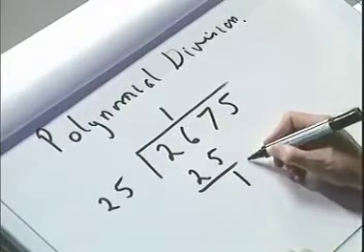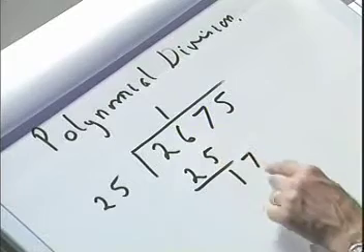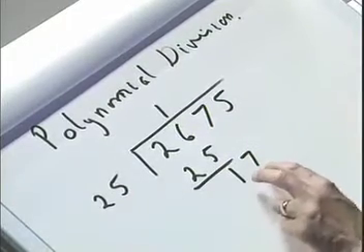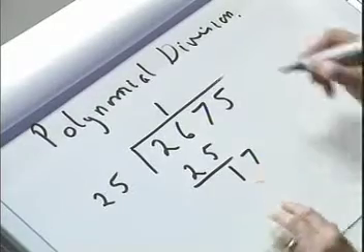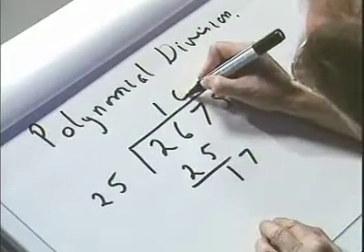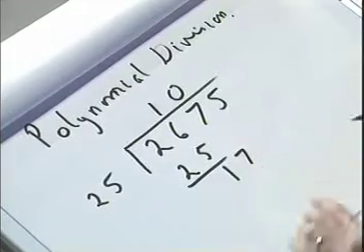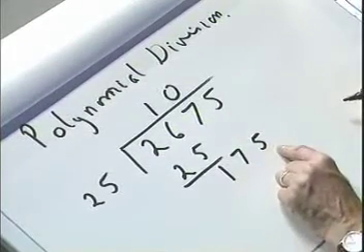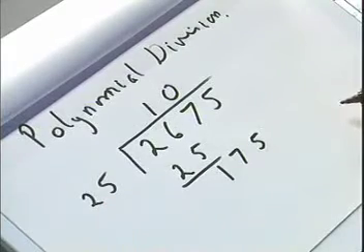Next step is to bring down the next number. So we bring down 7 to make it 17. And now we say, how many times does 25 go into 17? Well, it doesn't go at all. It's not enough. So we have to record the fact that it doesn't go with a 0. Next we bring down the 5. So now we've got 175, and we say, how many times does 25 go into that?